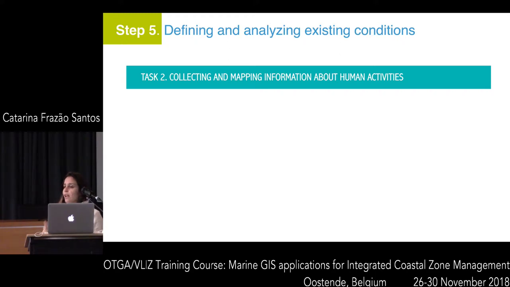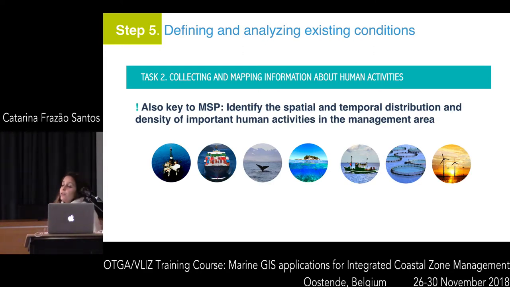And so after having information on the ecosystem goods and services that are present, you should also have information on human activities that are taking place and that will take place or that are intended to be in place. And so this is also key for marine spatial planning: identifying the spatial and temporal distribution and density of important human activities in the marine management area.